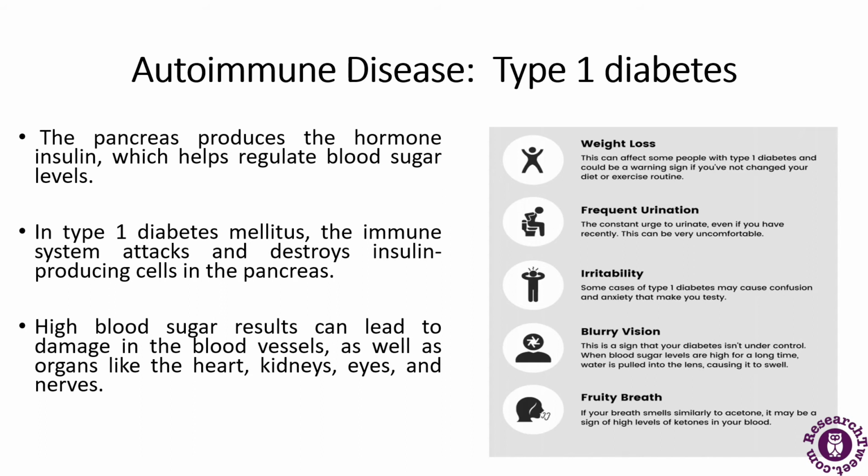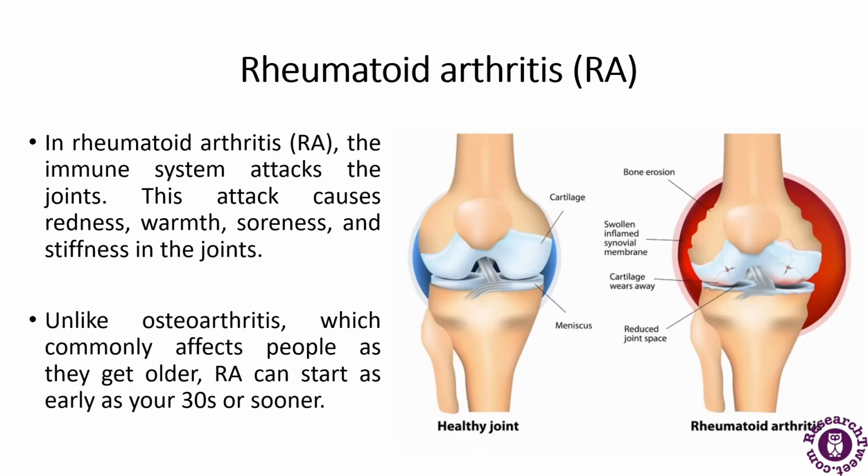Fruity breath. If your breath smells similar to acetone, it may be a sign of high levels of ketones in your blood. So these are all the signs and symptoms of type 1 diabetes. The next disease is arthritis. In this, the immune system attacks the joints.